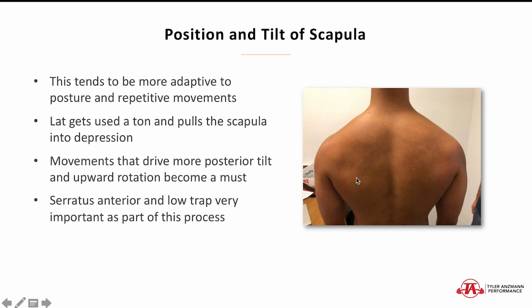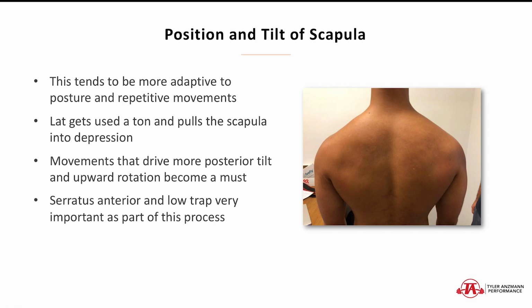And so what's going to happen is lat and serratus anterior as well, because these guys are going to be at a disadvantage in terms of getting to that full upward rotation just because of that starting point. And so we need movements that drive more posterior tilt, more upward rotation, things like that. So the low trap and serratus anterior are going to be key areas of focus for these guys to make sure that we can really get them back to a position where they're able to move productively, how we're asking them to.